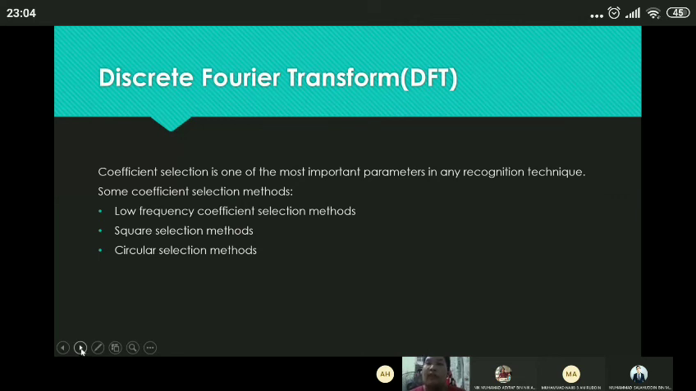Okay, coefficient selection is one of the most important parameters in any recognition technique. Some coefficient selection methods are the low frequency coefficient selection method, the square selection method, and the circular selection method. For the circular selection method, you can use the circle to select either objects completely within the selection region, or objects either within or touched by the selection shape, or the crossing method.